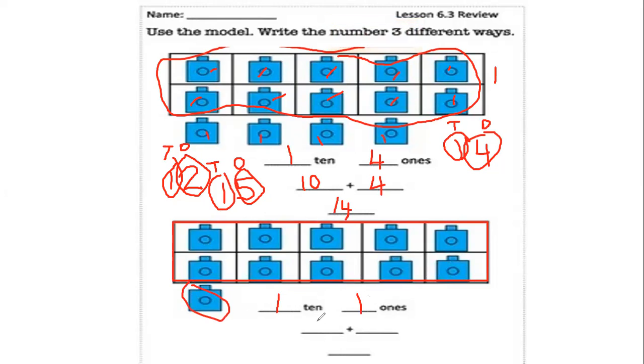Now, how many inside the 10 frame? I have 10. So I'm going to take this as 1 and then 0, plus 1 one. Outside I have only 1. So I'm going to put this together. You can put this as 1, 1, or you can add 10 plus 1. So 10 plus 1 gives you 11. So this is how we are going to do our lesson today about tens and ones.